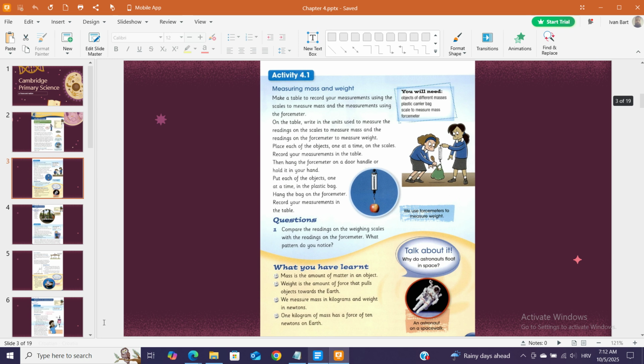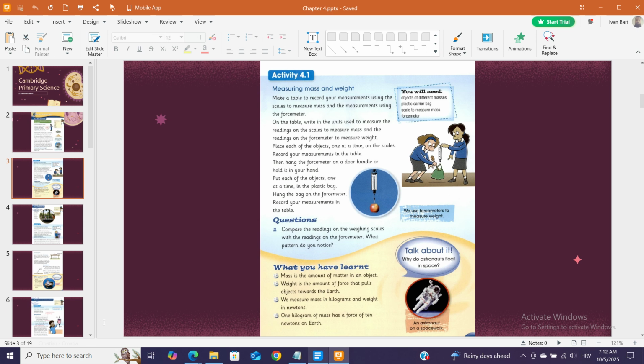Words to learn. Mass. Kilogram. Weight. Force. Gravity. Newton. Which do you think has the larger mass, 10 grams of feathers or 10 grams of sand? We use scales like these to measure mass. Activity 4.1. Measuring mass and weight. Make a table to record your measurements using the scales to measure mass and the measurements using the force meter. On the table, write in the units used to measure the readings on the scales to measure mass and the readings on the force meter to measure weight.